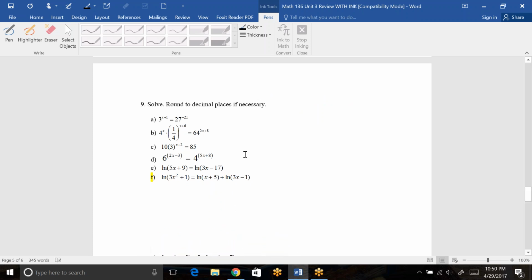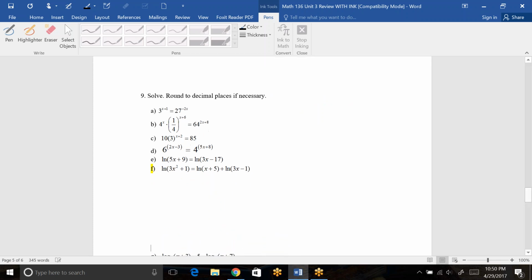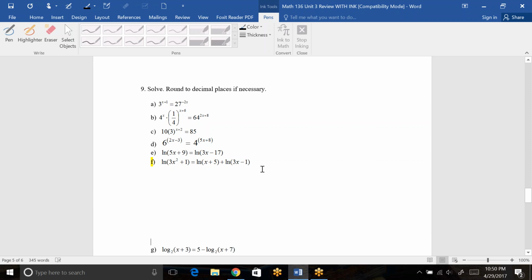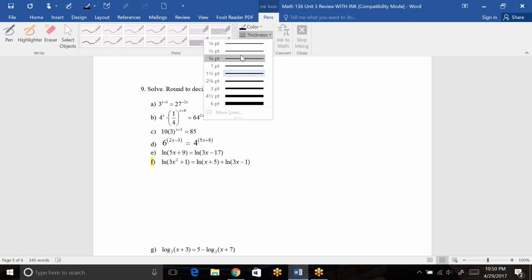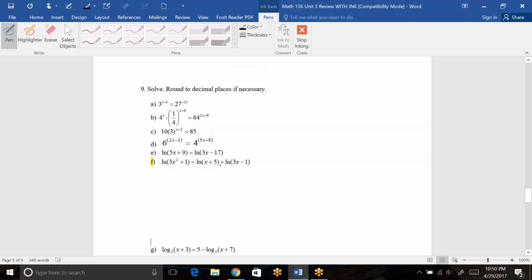Okay, for F, we have 3 logs. They're all natural logs all the way across the equation. So since everything has a log, we should be able to get 1 log on each side. Because of the plus between the 2 logs on the right, we should be able to combine them using one of our properties. When there's a plus between 2 logs that have the same base, they're both base e, we can combine the insides by multiplication. So that would be x plus 5 times 3x minus 1. We would need to FOIL that out.